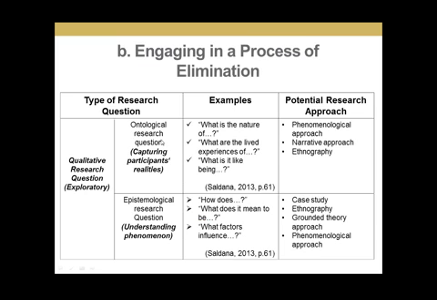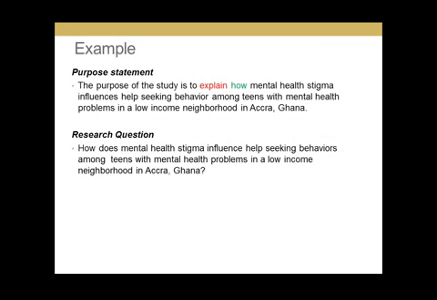So looking at this, you can engage in elimination. Based on your research question, if your research question is more of an ontological nature, then you have to think about phenomenology or ethnography or narrative. If it's epistemological in nature, think about case study, ethnography, grounded theory or phenomenology. So these are the best ways that you can eliminate some of the approaches that don't fit your study.